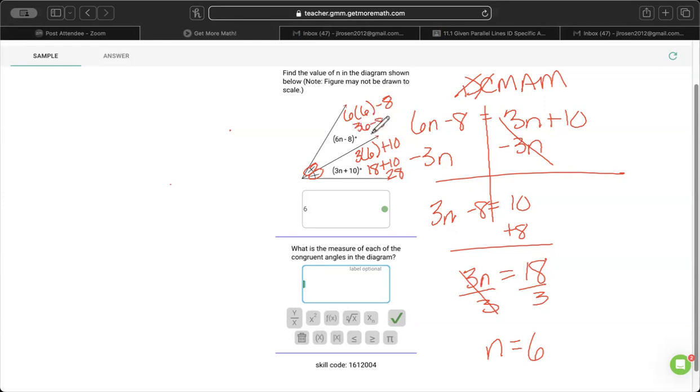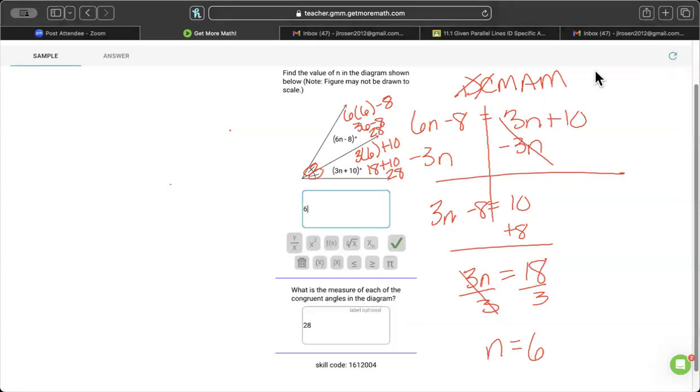And again, you don't have to do this one if you're pretty confident. And it would be 28. But again, they're both going to be equal because it's bisected. And you already know they're congruent. So it's up to you if you want to do that extra piece or not.